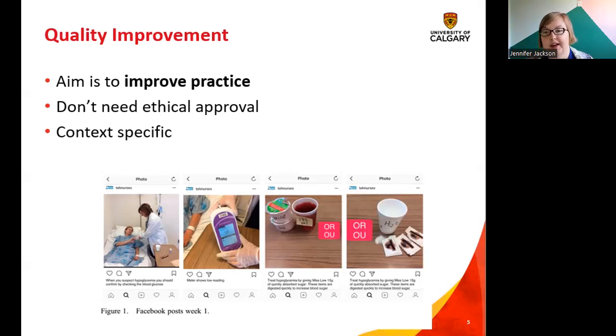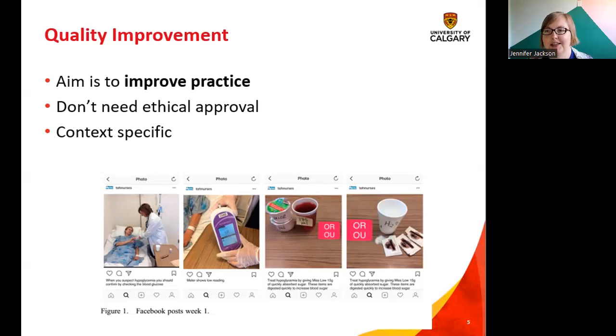In the end, we found out that we didn't get an increase in nurses' knowledge. We asked them a questionnaire about their knowledge about treating hypoglycemia before and after we did this campaign. We didn't get an increase in the knowledge, but there were also limitations in our study, and I think that we maybe did some good.